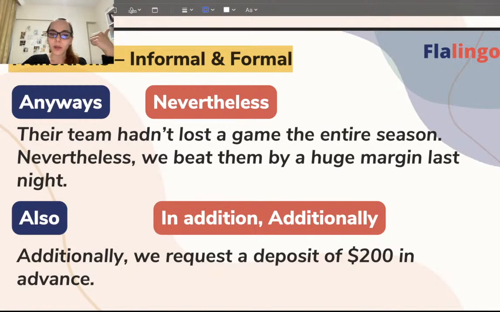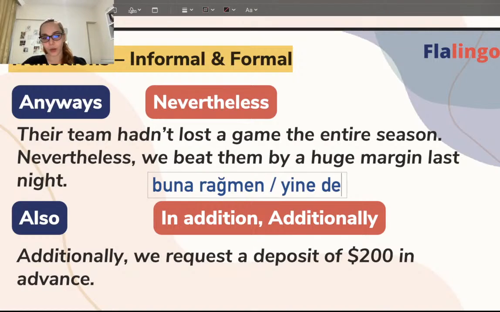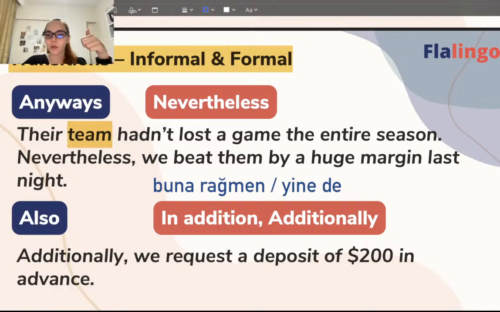So I can say anyways to talk about something else. This is the first meaning. And also, I can give this meaning in Turkish. Yeah. Nevertheless, or we can say "yine de" in Turkish, we beat them. So I'm talking about a team and they were really successful. They didn't lose a single game in the entire season, but nevertheless, we beat them by a huge margin last night. So this is the meaning that I can provide for you.